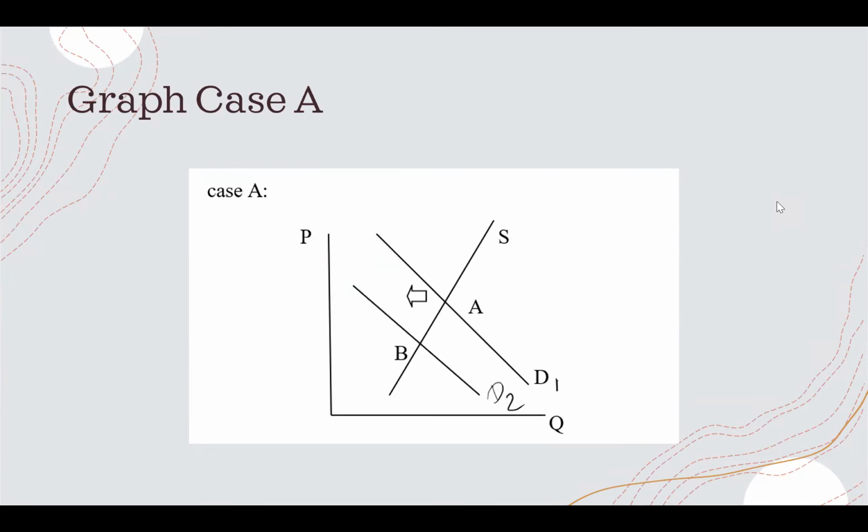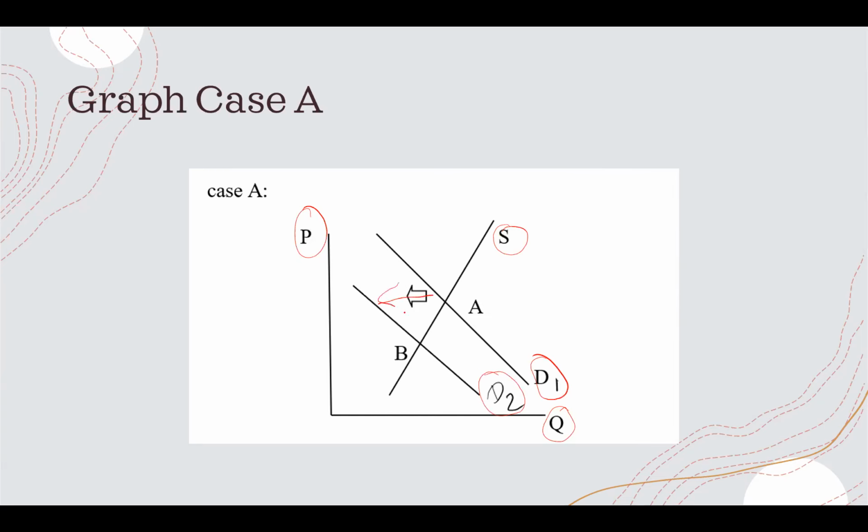Hello students, today in this video I'm going to talk about the 4 graphs I have provided in homework number 2. This graph is called the supply and demand graph. In the supply and demand graph, Q means quantity, P means price, and S means the supply curve. We assume here that supply is the same at both demand levels.